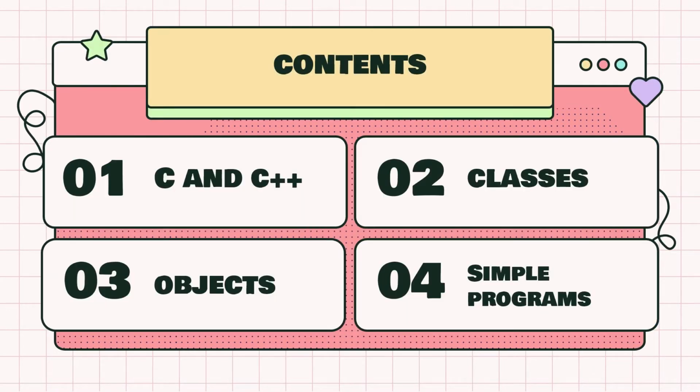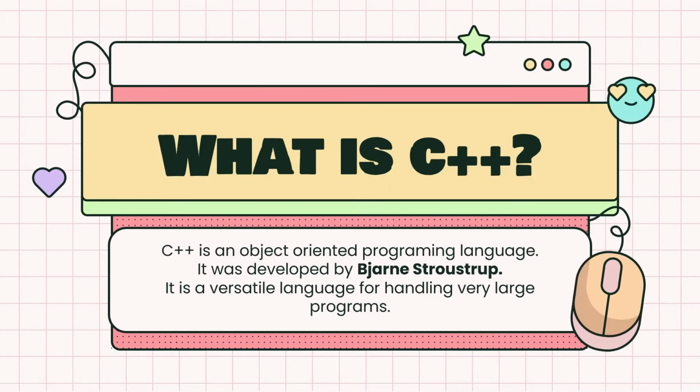So, in this video, we talk about C and C++. What are the similarities between them? What are the differences between them? And what are classes? What are objects? And at the last, we do some simple programs. We have to move to the next slide.